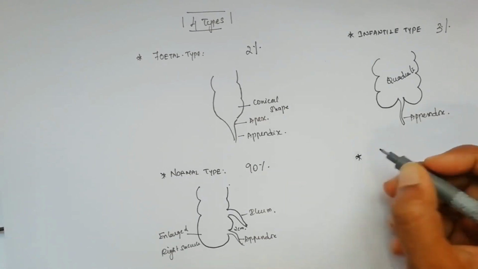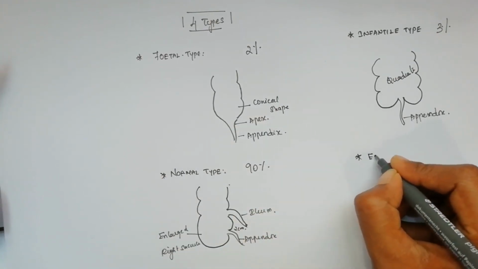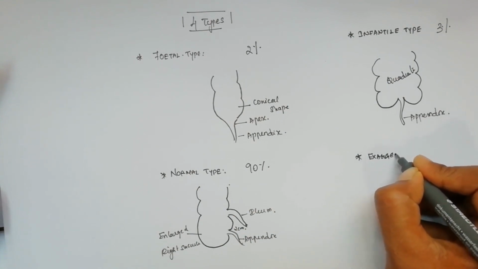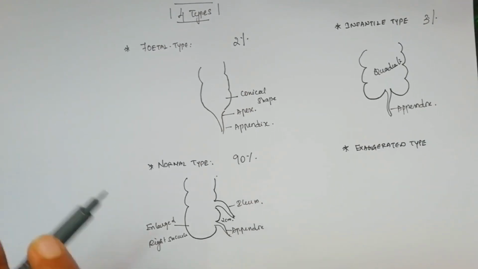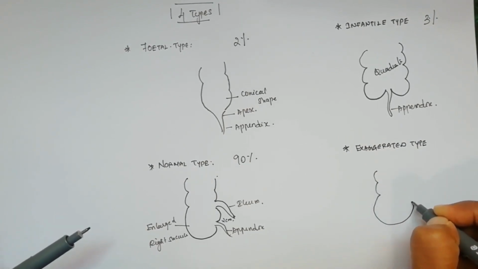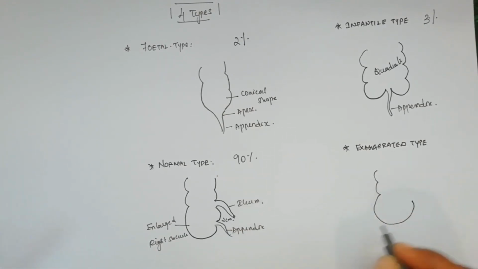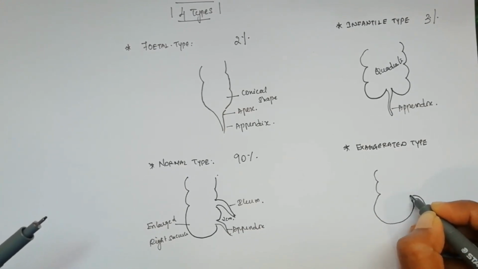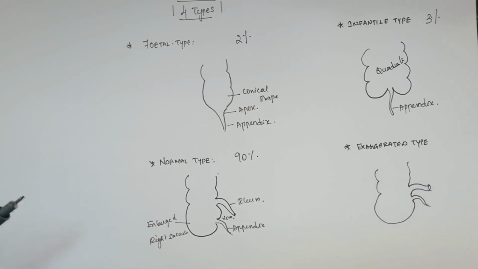And now we are moving on to the fourth type. As I said, we have got 4 types and we have seen 3 types. The other one is exaggerated type. In this type, the name itself indicates it. In this, right saccule enlarges more, whereas the left saccule gets atrophied. So we will be having appendix arising, along with the upper part we will be having ileum also. Just above the appendix we will be having the opening for ileum also, without any distance.